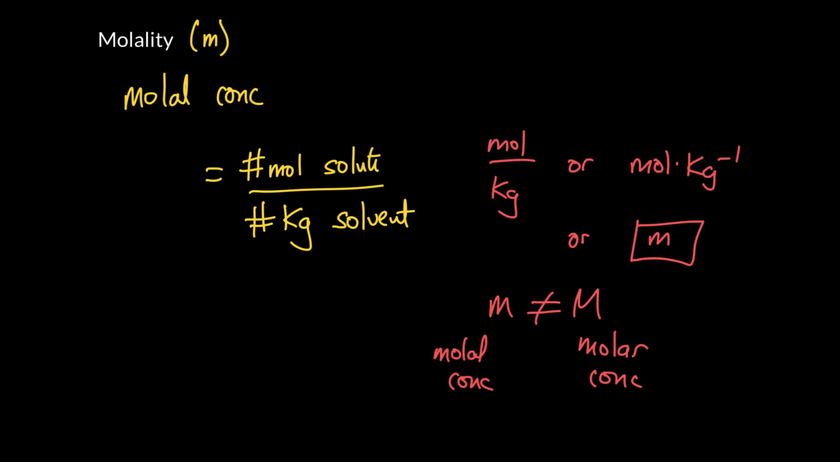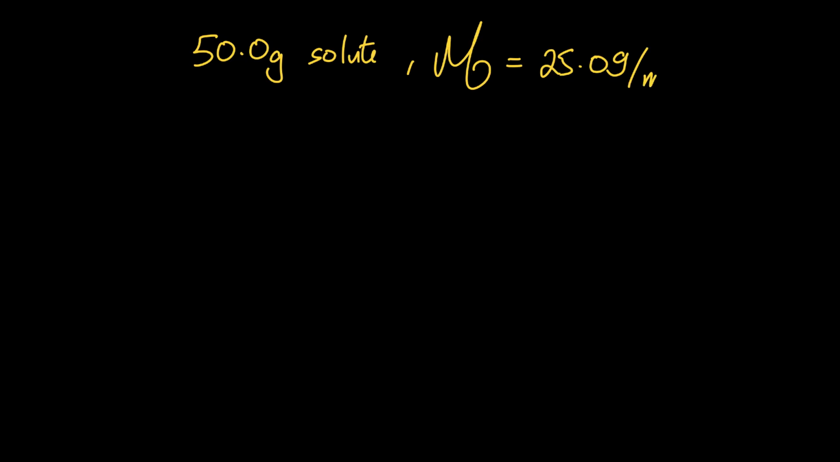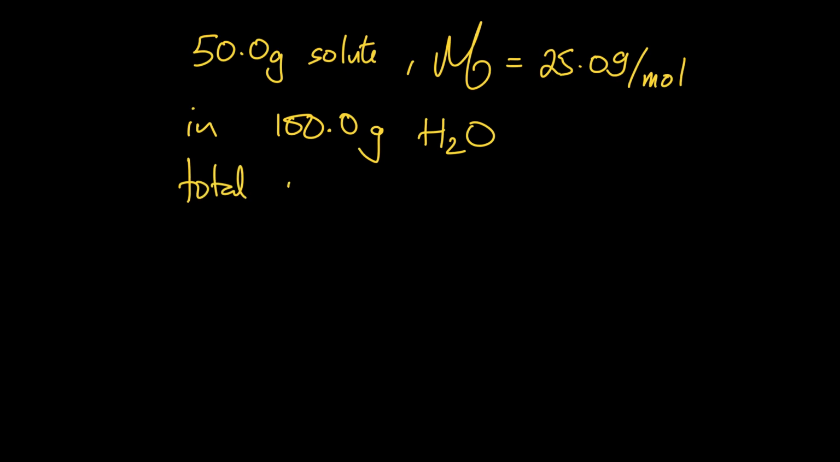Since we haven't played with this before, let's do a calculation and figure out the concentration in molal concentration units. Let's have a go at a problem. Maybe we dissolve 50 grams of a solute with a molar mass of 25 grams per mole. That curly M is how I'm going to represent molar mass. And we dissolve it in, say, 100 grams of solvent, maybe water. And the total volume happens to be, say, 125 milliliters.